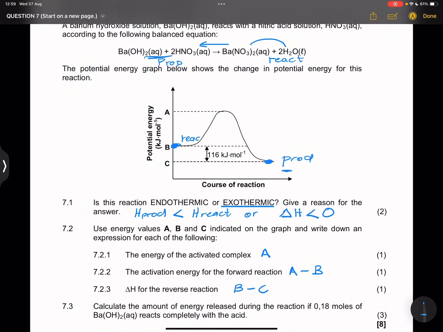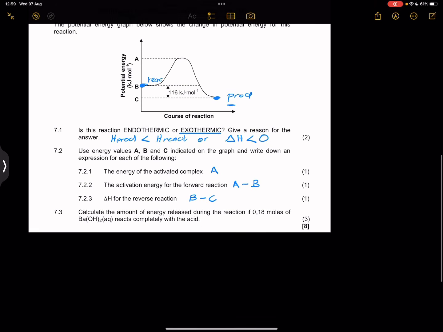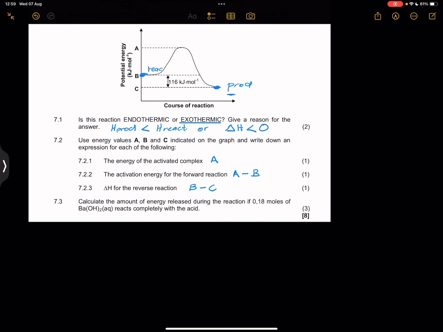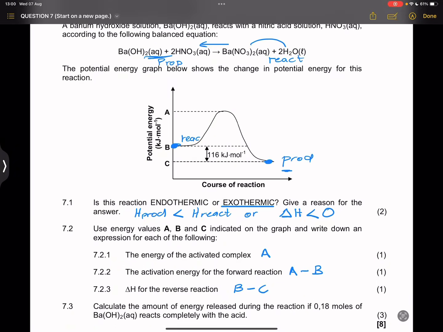Now let's conclude our question. They say to us, calculate the amount of energy released during the reaction if 0.18 moles of barium hydroxide reacts completely with the acid. Now, I want us to please note the following. Whenever we are talking about the process of a reaction, here they've given us the moles, and we know they want the amount of energy that is released during the reaction.